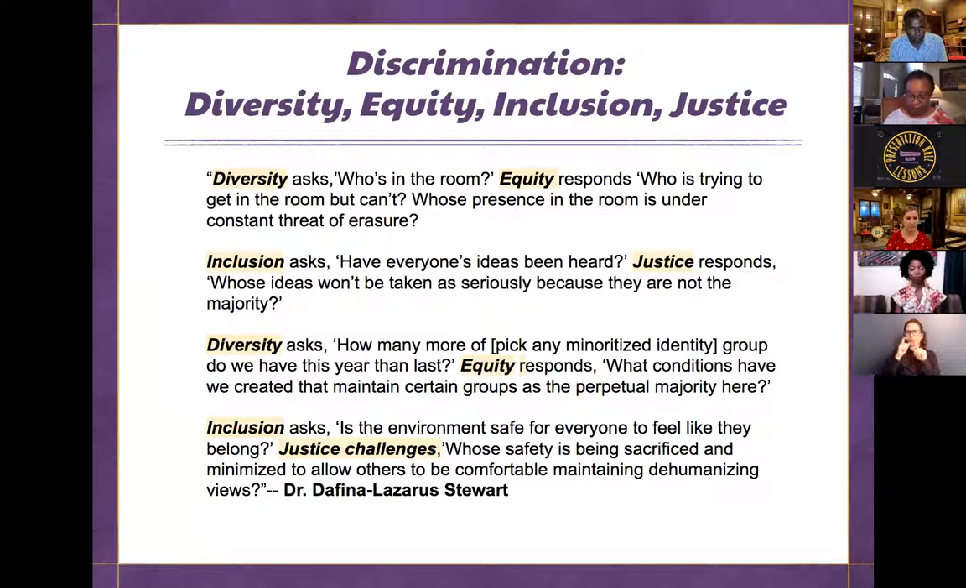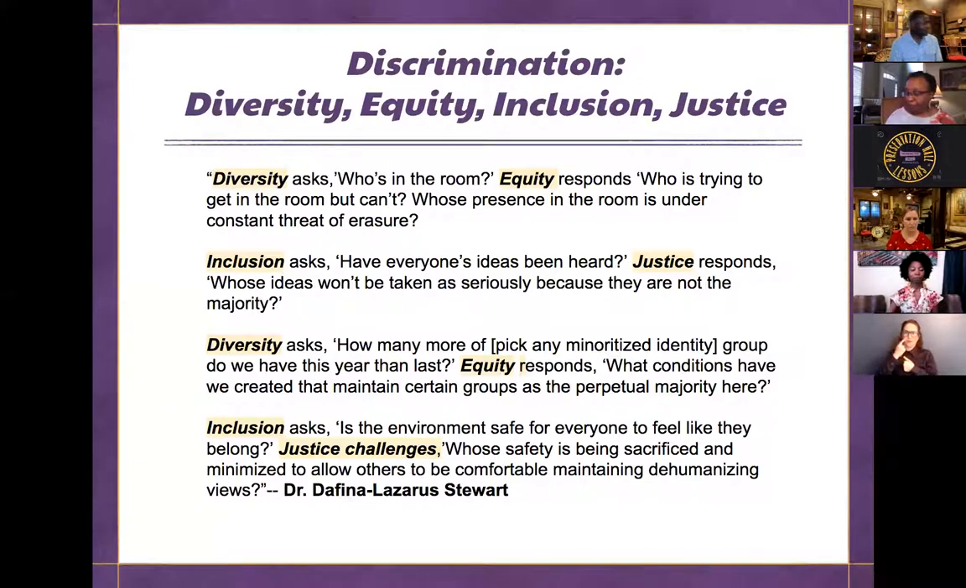So what are you saying, Melinda? For example, diversity asks who's in the room? In my case, in the band room, in the orchestra. And equity is going to respond: who's trying to get into the room but cannot? Whose presence in the room is under constant threat of erasure?